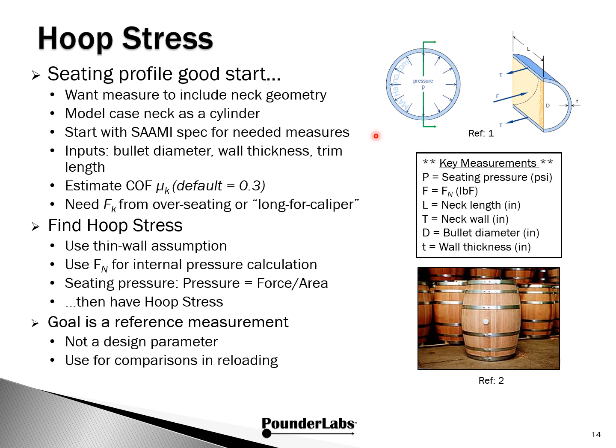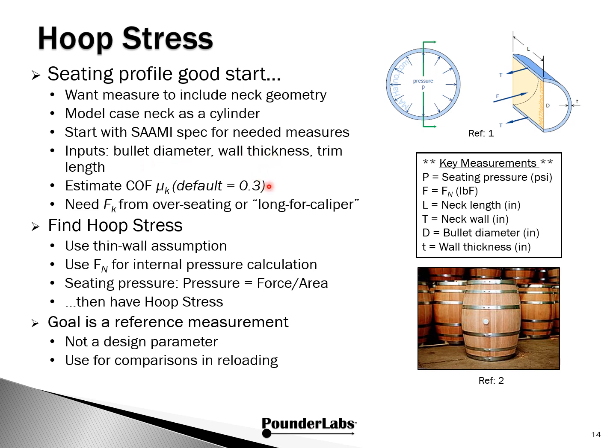Having the seating profile is a good start, but we want a measurement that also includes neck geometry. So what we're going to do is model the case neck as a cylinder. We can start with SAAMI spec to get our needed measurements. But in the model, we want to include variables for bullet diameter, wall thickness, and trim length.